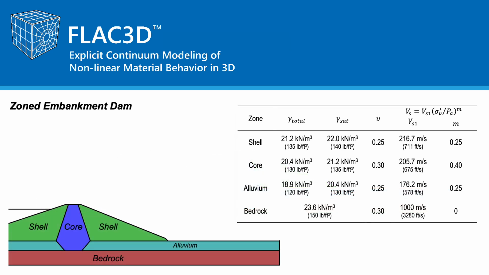General material property parameters used in the model are shown here for the shell, core, alluvium, and bedrock. Parameters listed include moist unit weight, saturated unit weight, shear wave velocity at a vertical effective stress of 1 atmosphere, exponential component m that allows the shear wave velocity to vary with the vertical effective stress, and drained Poisson's ratio. More modeling-specific parameters are presented next.